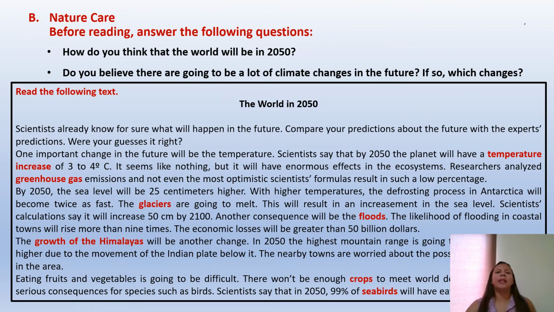Okay, so let's start with the next activity. Letter B, nature care. Before reading, answer the following questions. How do you think the world will be in 2050? Do you believe there are going to be a lot of climate changes in the future? If so, which changes? First we're going to answer these questions and then we're going to read. Okay? So now I'm going to play the reading. Please listen carefully and follow the reading.